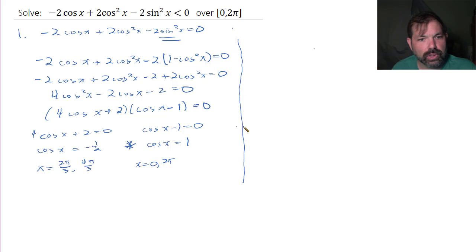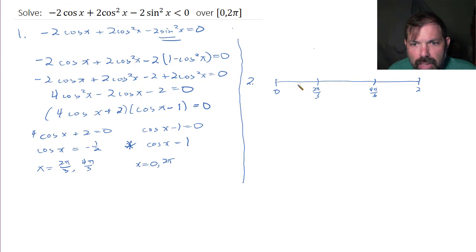Alright, so now let's do some testing. Let's set up our number line. There's my number line from 0 to 2 pi. 0 is important, 2 pi is important, 2 pi over 3 is important, and 4 pi over 3 is important. So now let's test some values. I'll test pi over 2.